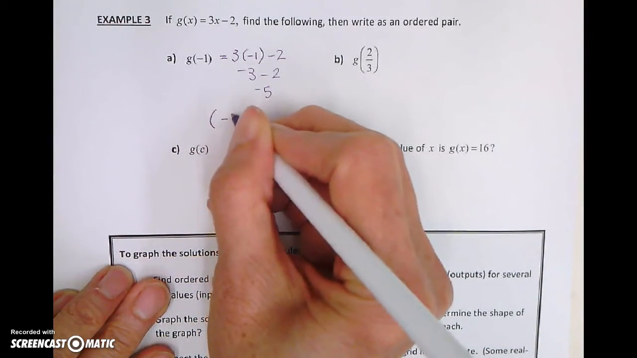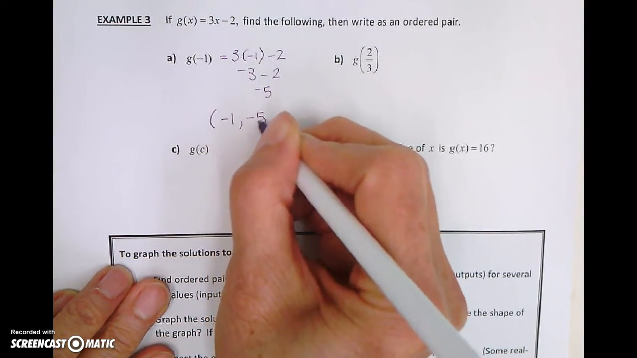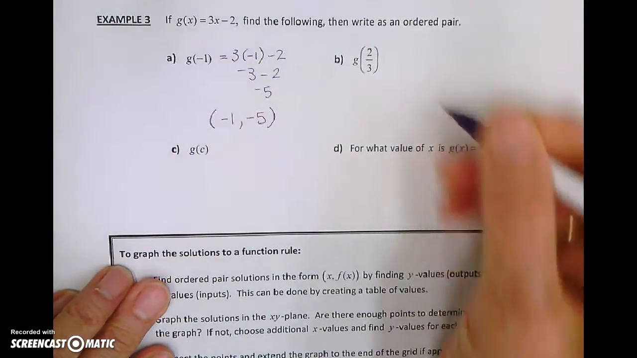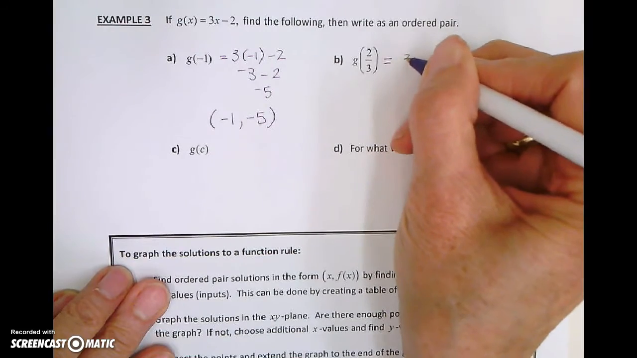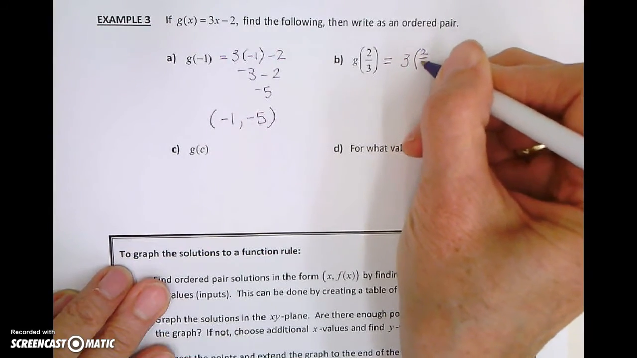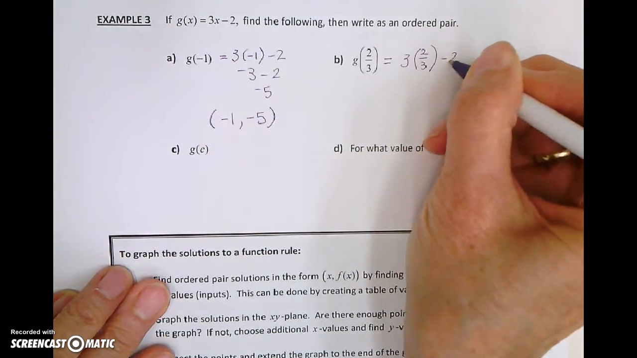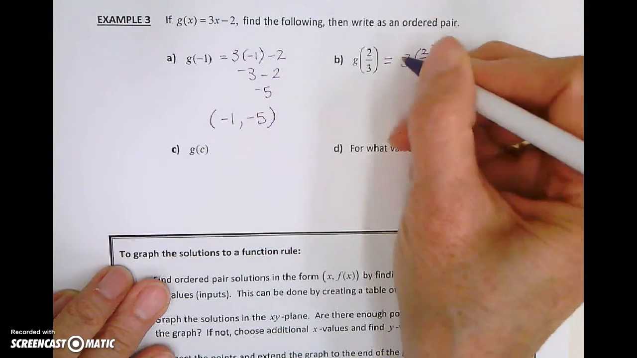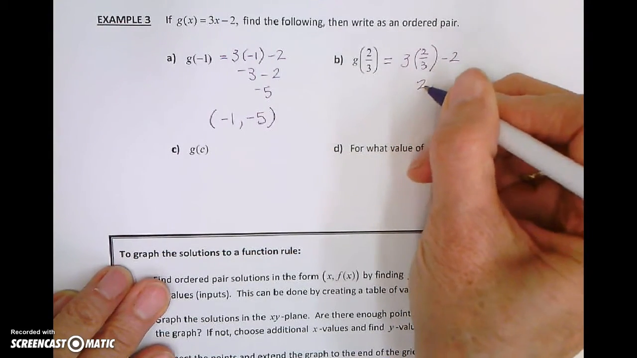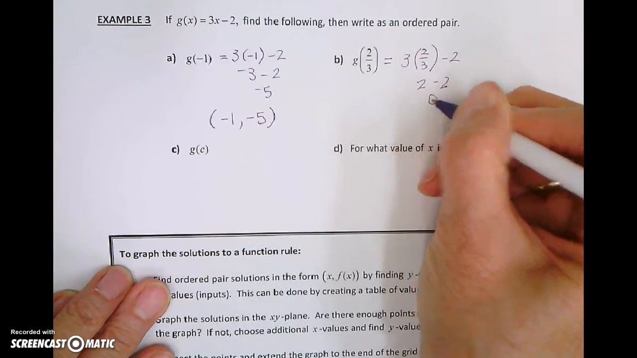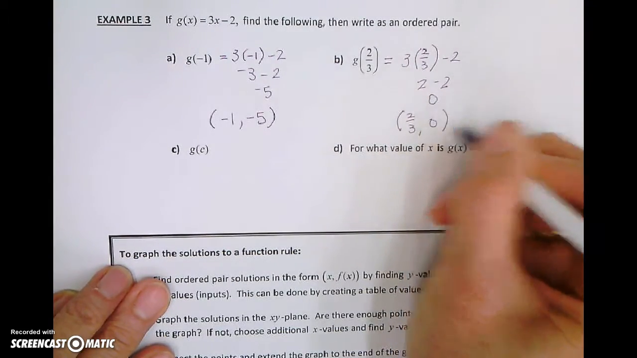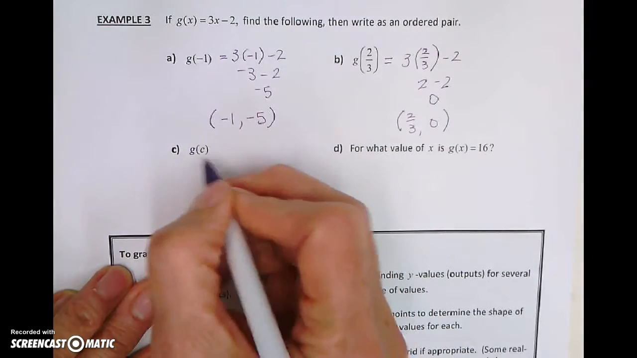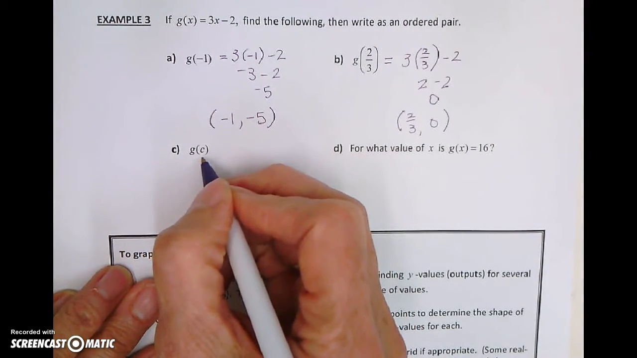So my input was negative 1. My output is negative 5. Well, here's a fraction. G of 2/3. So that's going to give me 3 times 2/3 minus 2. So that's going to be 3 divided by 3 is 1. That's going to be 2 minus 2, which is 0. Input 2/3, output 0.